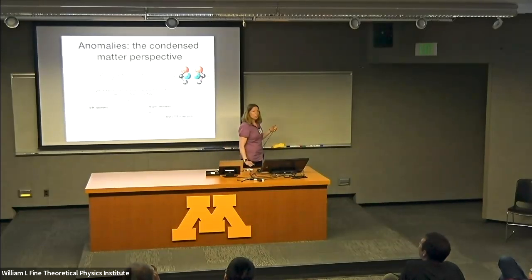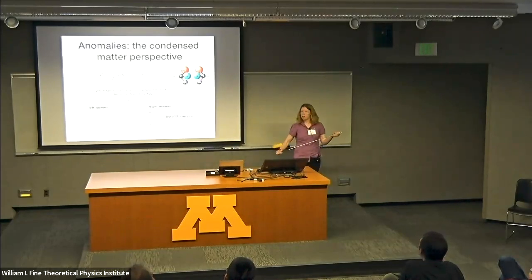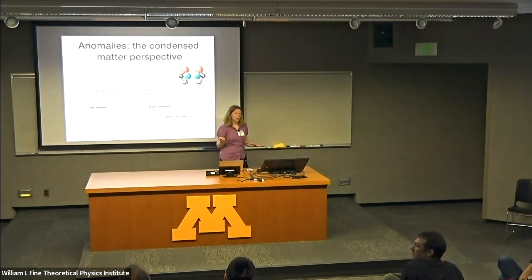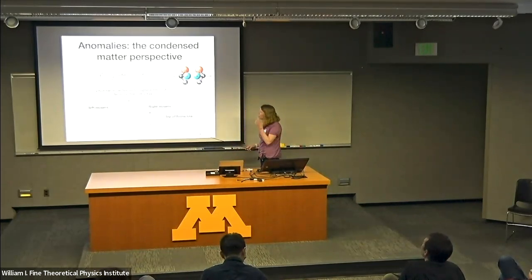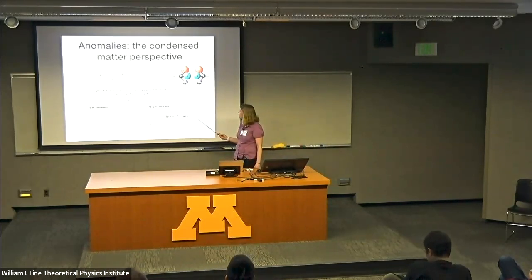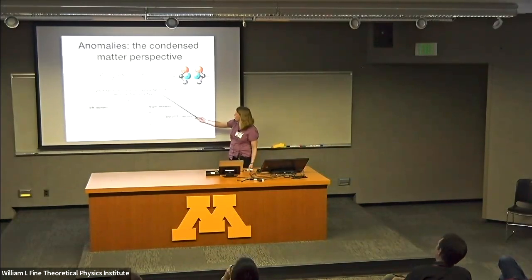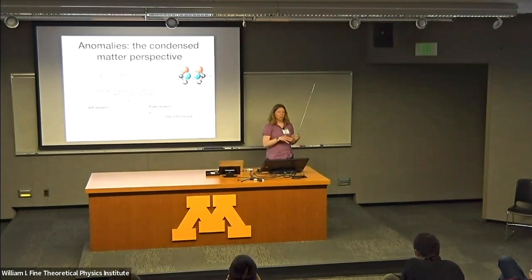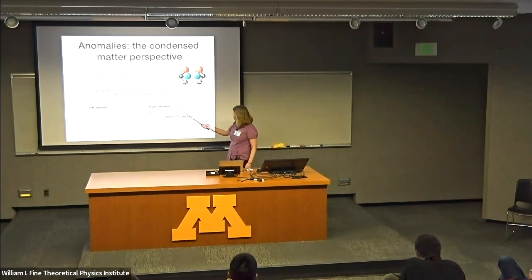So I wanted to start by connecting something that you all know and love, which is anomalies, to something that we care about a lot in condensed matter physics, which is basically the classification of different kinds of phases of matter. And so I'm going to start by giving you a very pedestrian introduction to the interpretation of everyone's favorite anomaly, the axial anomaly, in condensed matter physics, and its implications for what we can say about different phases of matter.